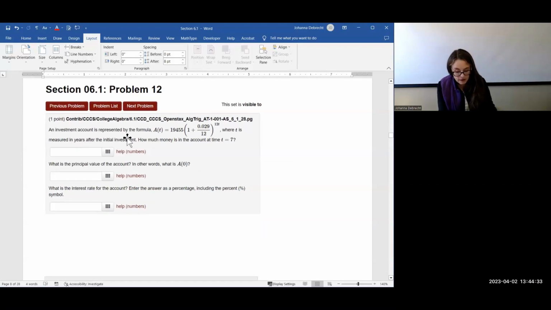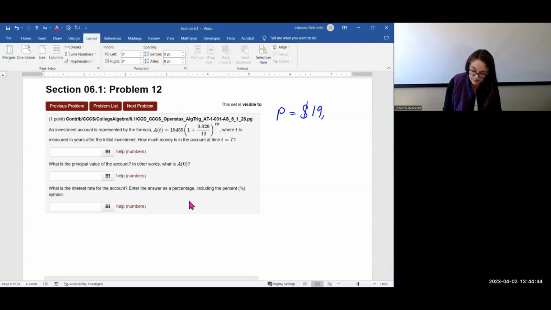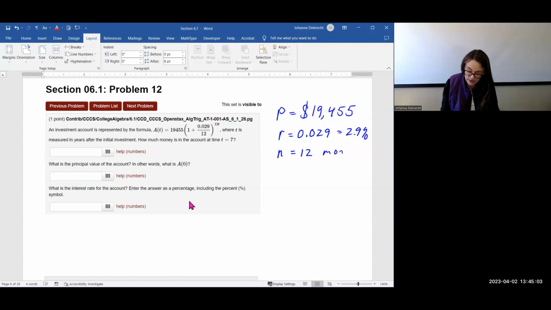Let's take a look at problem number 12, and let's see if we can figure out the solutions. So an investment account is represented by this formula right here. So this means that I originally invested $19,455. The 0.029 is the interest rate, which is 2.9%.